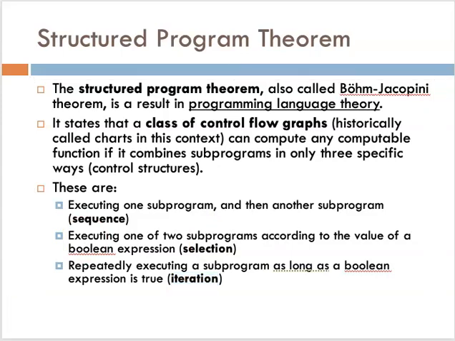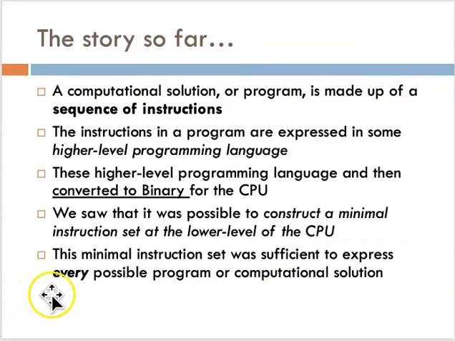All right, so let's step back and sort of examine the story that we have so far before we delve into these control structures and sequence selection and iteration in more detail. So we know that when we write a program, what we have is a computational solution. That's what a program is. Solves some computable function, and it's made up of a sequence of instructions.